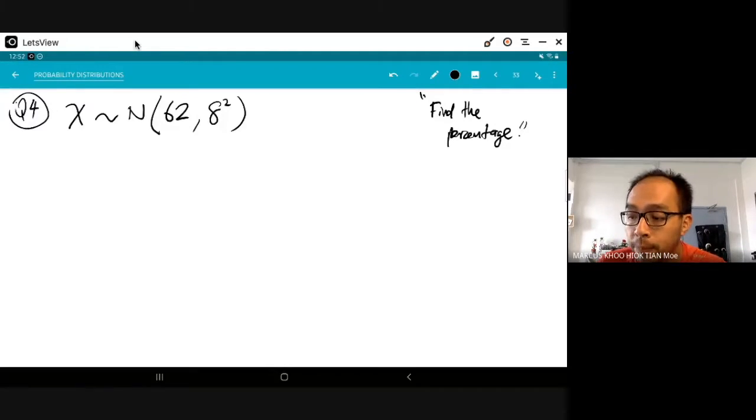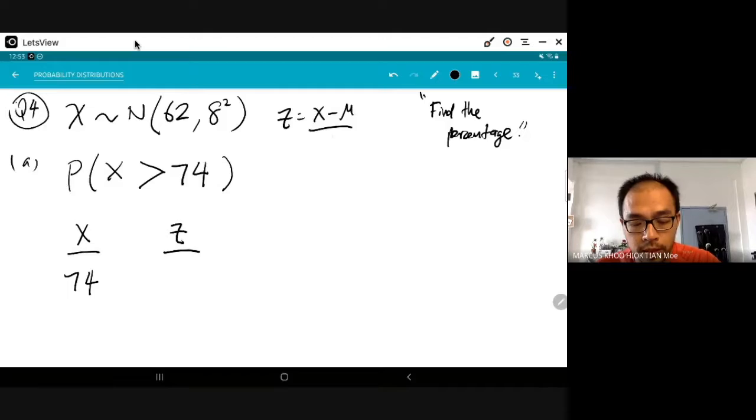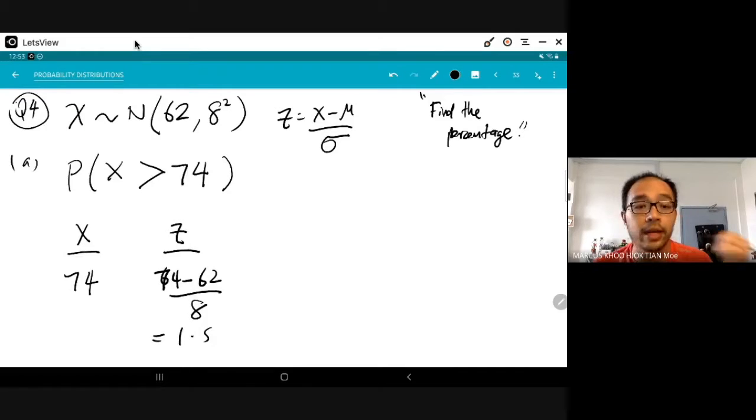So A, obtain grade A with marks more than 74. Therefore, the probability of my X is more than 74. What is this 74? 74 is my X value. So, table again. X is 74. Can somebody please calculate the Z for me? Remember, Z is X minus mean over standard deviation. So 74 minus 62 over 8 equals 1.5. You don't write the Z, so it doesn't matter.